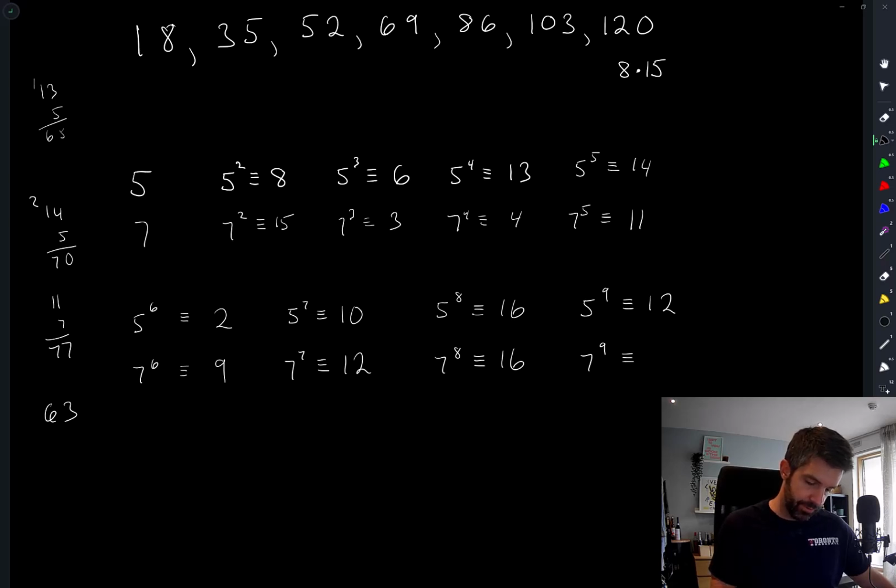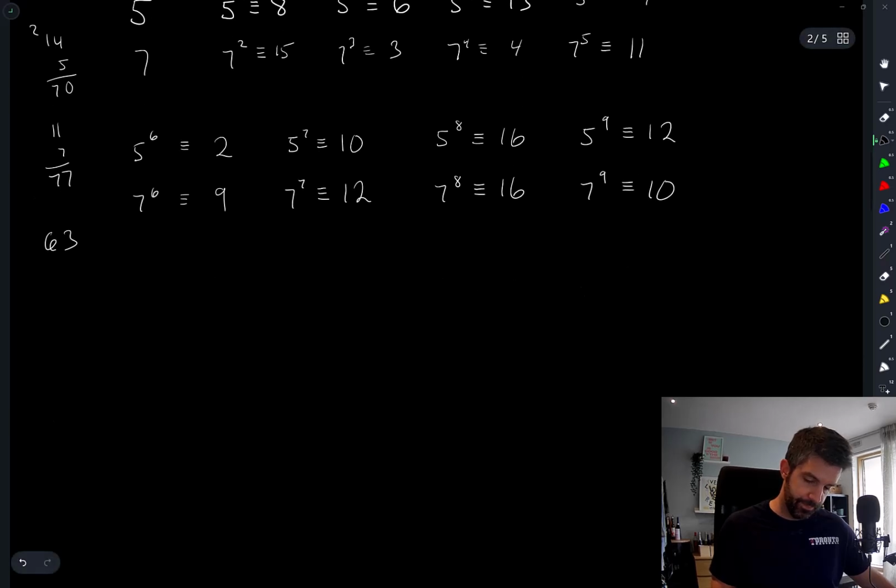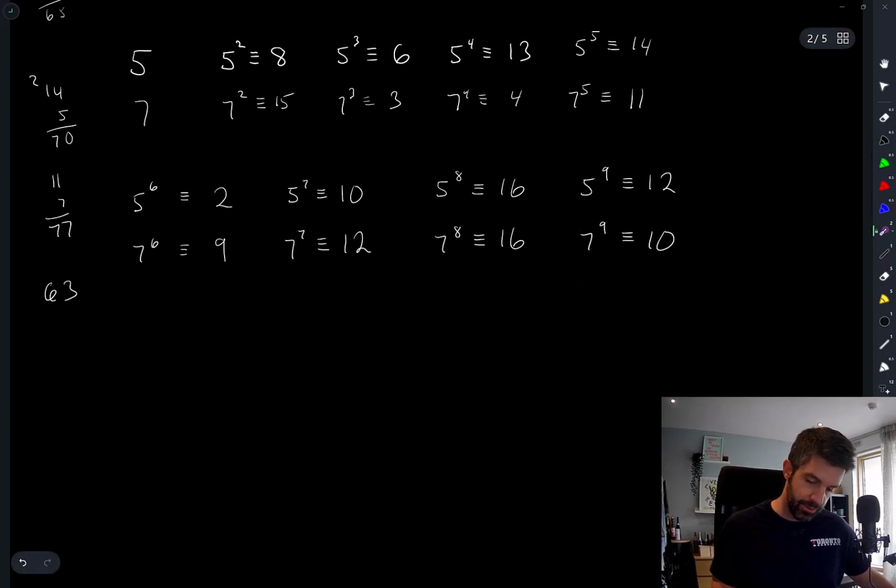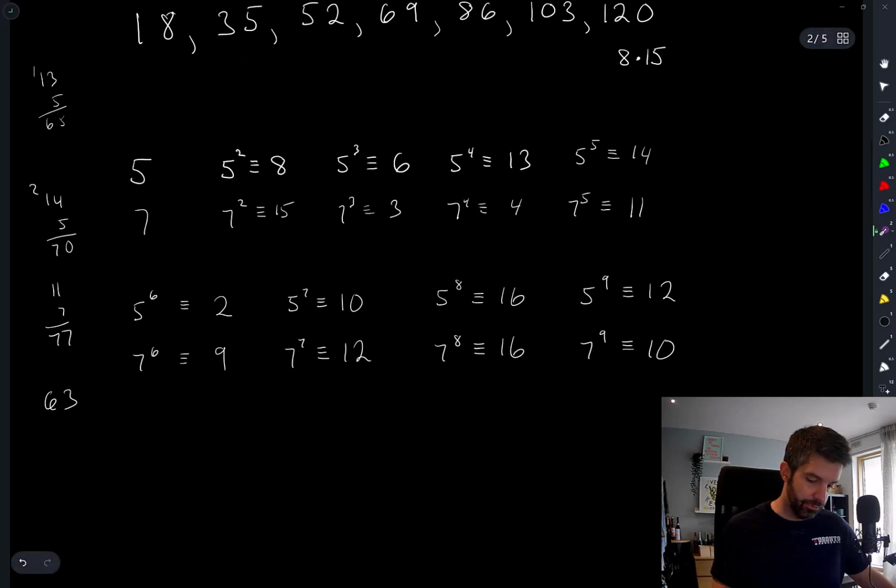7 to 9 must then be equal to 10. And let's verify that here just in my head. That's negative 1. Negative 1 times 7 is negative 7. Mod 17 is 10. Yeah, so 5 goes up this list to 16, and then it's probably just going to go down this list and hit everything. So 5 is a generator.